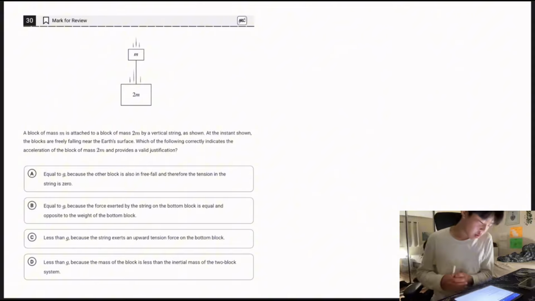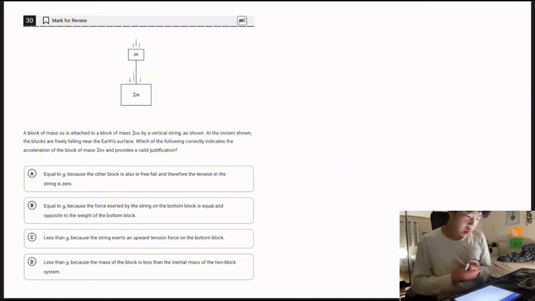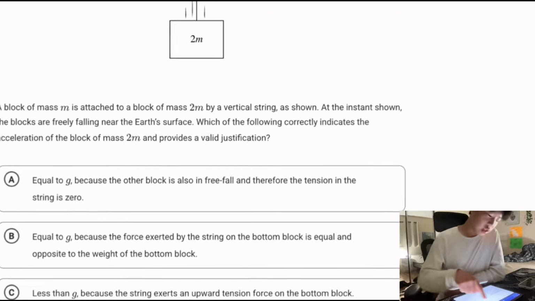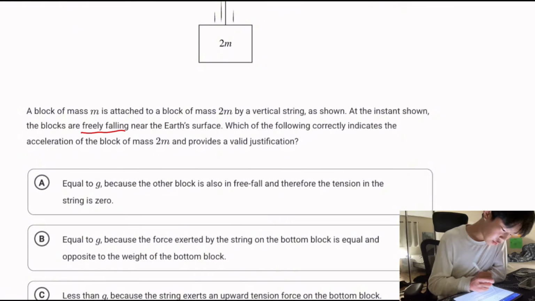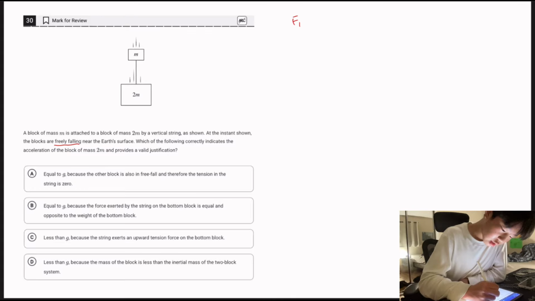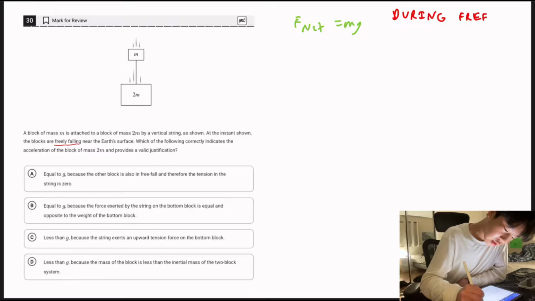Next question, block of mass M. All right, you guys got that. So here's what I need you guys to learn for this one. Anytime it says free fall, you always know F net, let me write that a little bigger in green, F net is equal to mg during free fall.